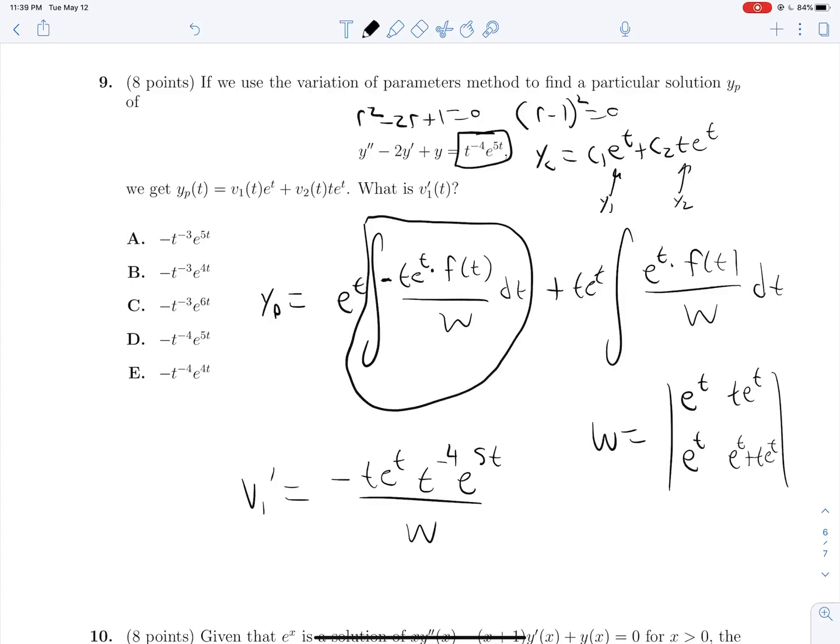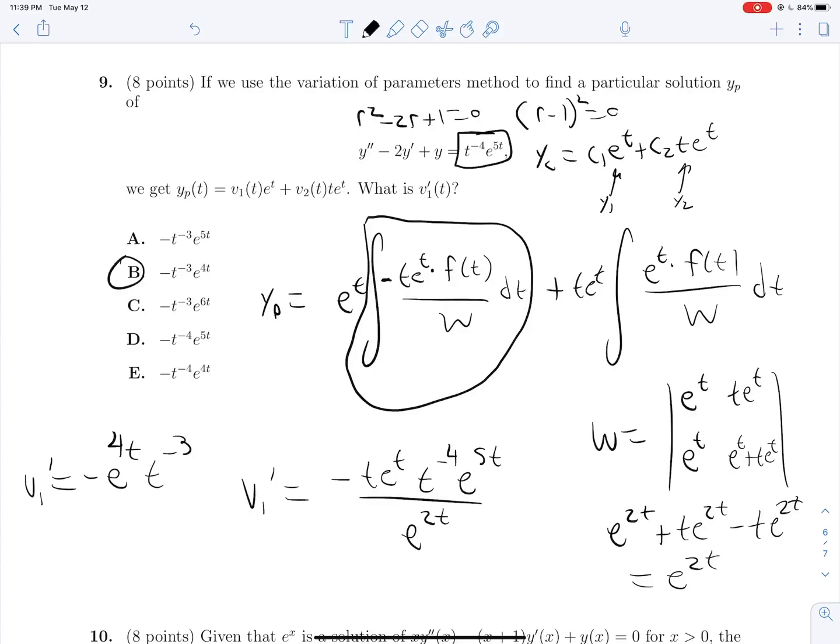Taking this determinant, we get e to the 2t plus t e to the 2t minus t e to the 2t. This just gives us e to the 2t. Okay, so simplifying this down, what do we get? v1 prime is equal to negative e to the 3t, no, not 3t, e to the 4t, and then times t to the negative 3rd power. So I'm getting B, and the answer key agrees.